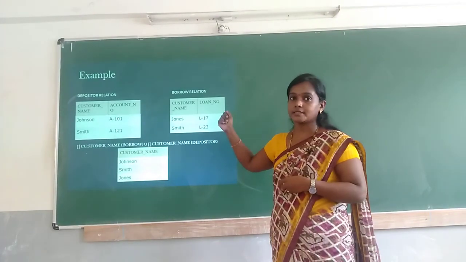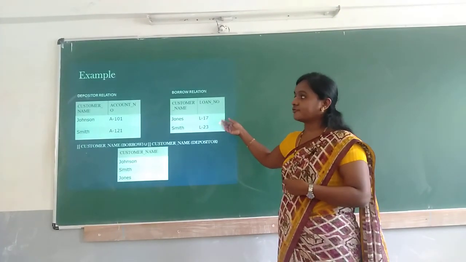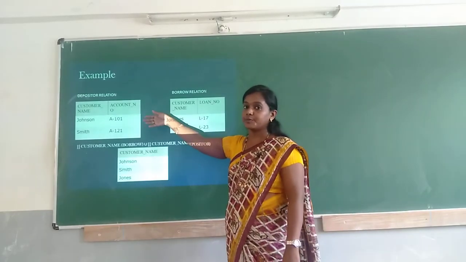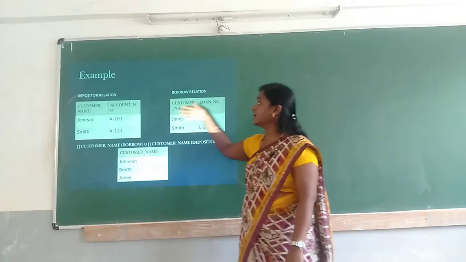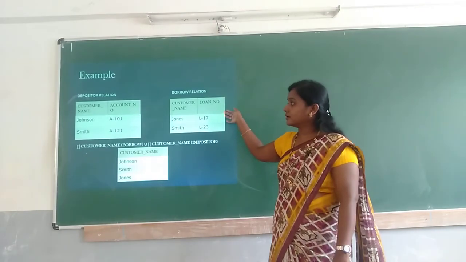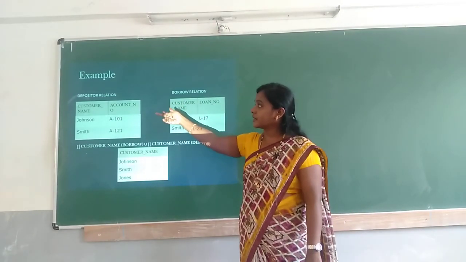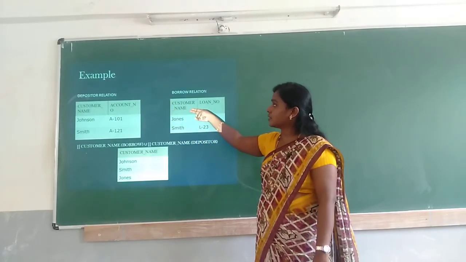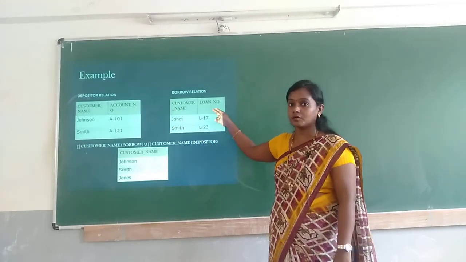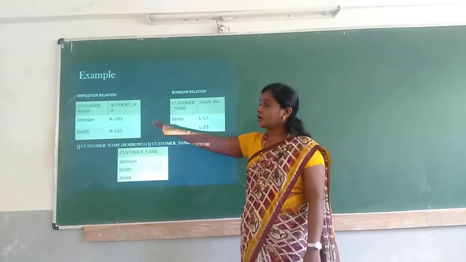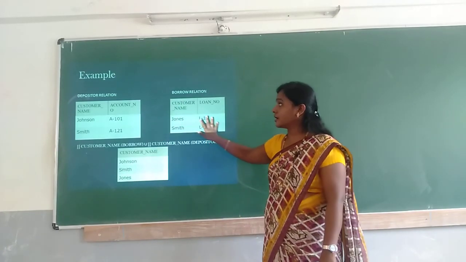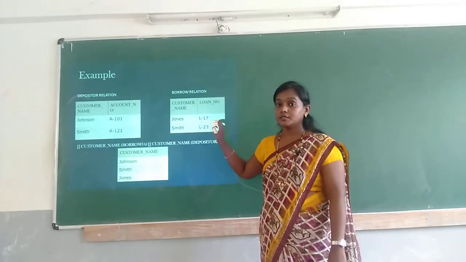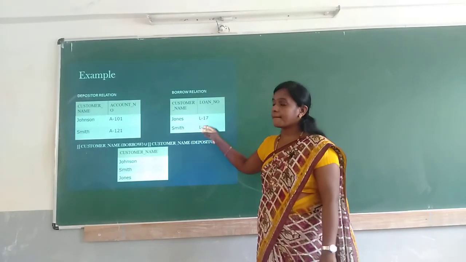See here, this is an example for union operation. So depositor relation, that means depositor table and borrower table. There we have customer name, account number. Here also we have customer name and a loan number. There also we have two attributes, here also we have two attributes. That means one condition is satisfied. So this is combined.